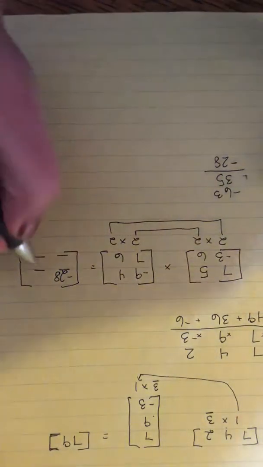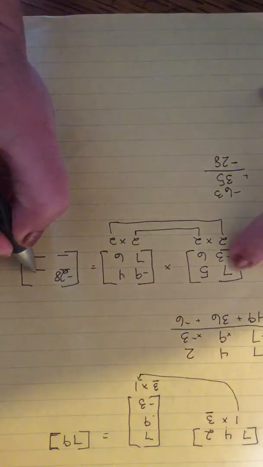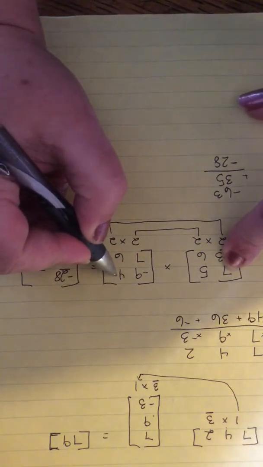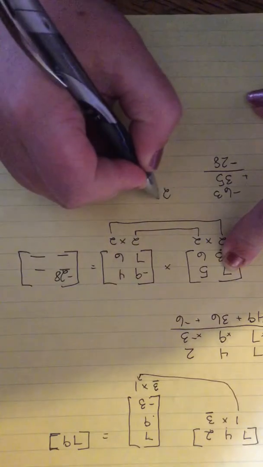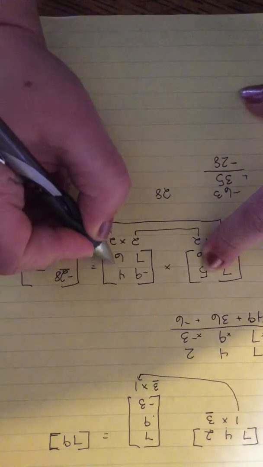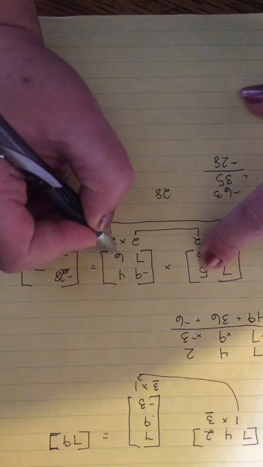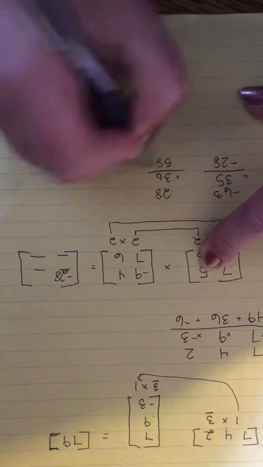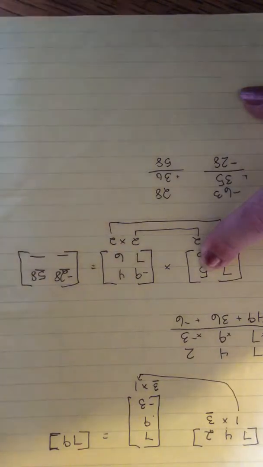Okay, so go to the next one, row 1, column 2. So again, row 1, column 2. First element, 7 times 4 is 28. Slide over, across and down. 5 times 6 is 30. Add those together. Second element should be 58.